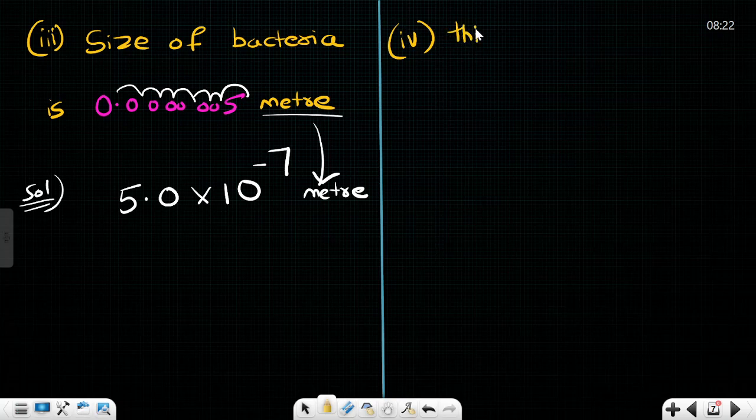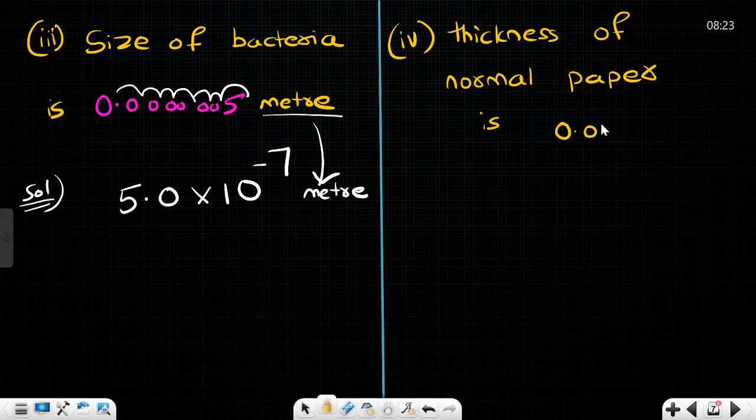Thickness of normal paper is 0.07 mm. They want this in the scientific notation. Very simple.